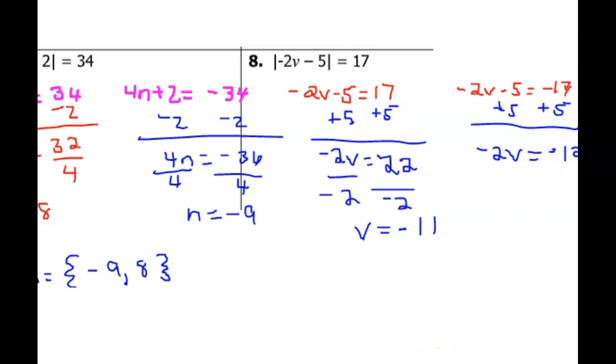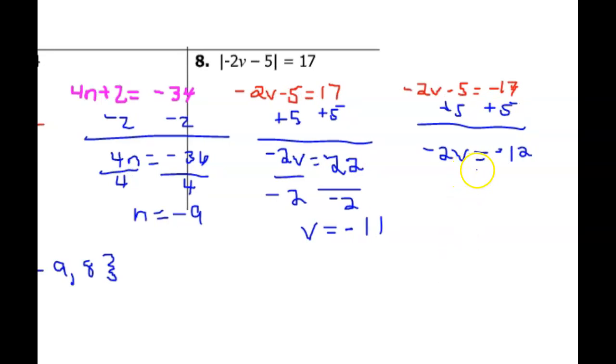Okay, and let's move this over. And then I'm going to divide by negative 2 on both sides. And I end up with v equals 6. So for my solution set, I am going to have v equals negative 11, comma 6.